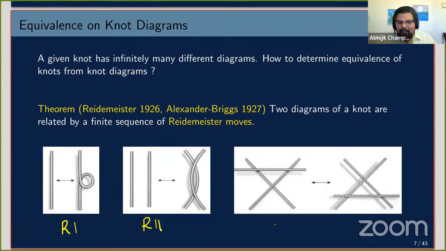Now you can see that all of these three moves, if you imagine this happening in space, are isotopies. You're continuously moving the strands of the knot with each other, always maintaining injectivity, meaning that you're not passing a strand through itself. So these are your three Reidemeister moves, and now we know how to relate different diagrams of the same knot. When I say the same knot, I really mean the equivalence class of smooth embeddings under isotopy.